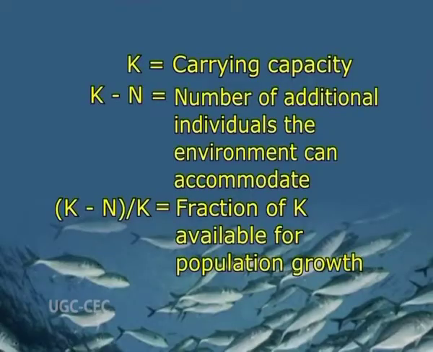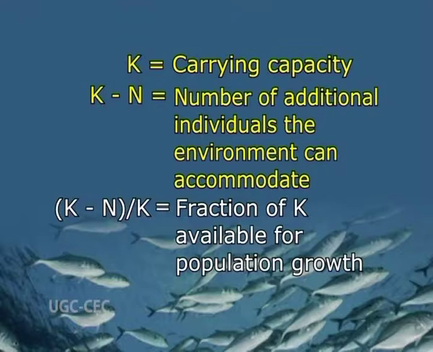In the logistic population growth model, the per capita rate of increase declines as carrying capacity is reached. If the maximum sustainable population size, that is the carrying capacity, is K, then K minus N is the number of additional individuals the environment can accommodate, and K minus N by K is the fraction of K that is still available for population growth.